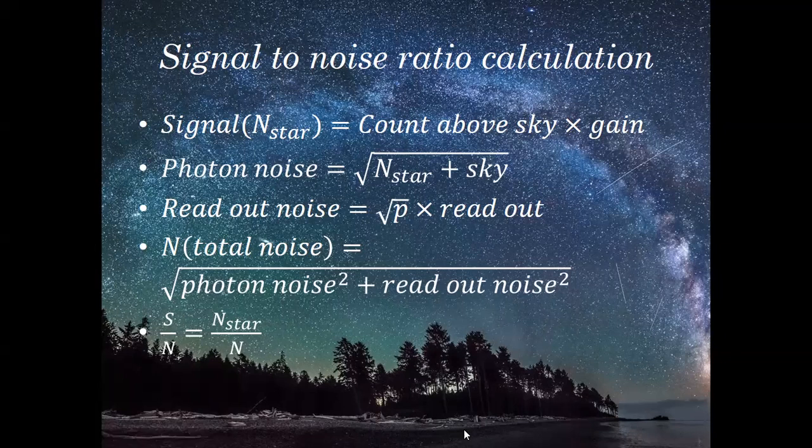And now, how can you find the total noise? Total noise is under root of photon noise whole square plus readout noise whole square. Once you calculate the total noise, you want the ratio of signal to noise. Signal is calculated in step number 1, and step number 4 calculates the total noise. So the signal to noise ratio is N star, that is the signal, divided by total noise, which was capital N. That is how you calculate the signal to noise ratio. Next slide.